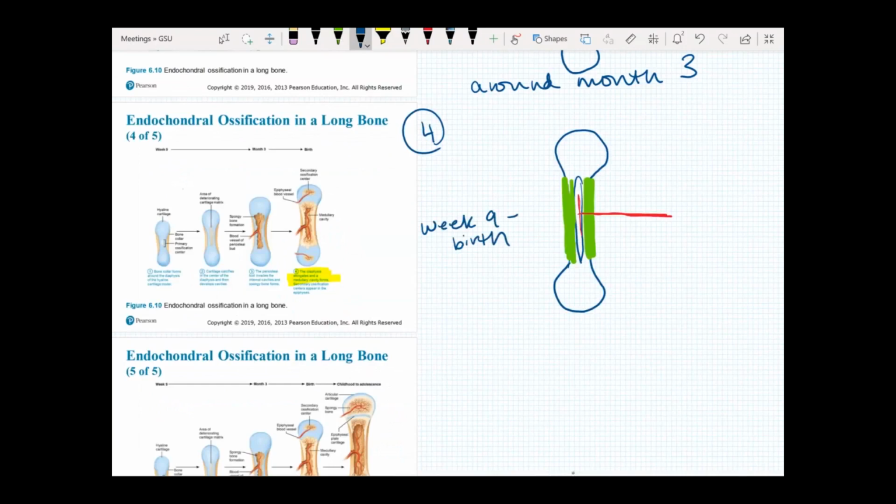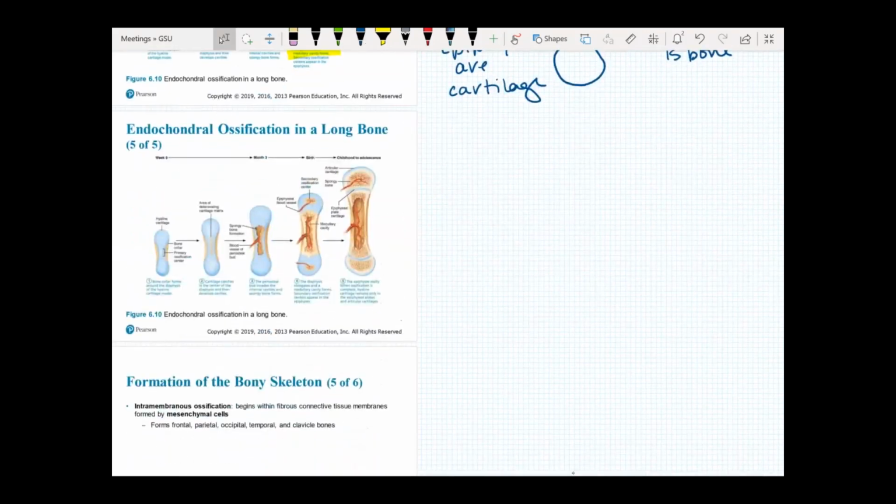So when you're actually at birth, your epiphyses are still considered cartilage. So they are still going to be made up of a totally different type of tissue that needs to be replaced by bone. So at week 9, your epiphyses are cartilage, but your diaphysis, so the center, is going to be bone. So this is kind of what you'll get at week 9 all the way up through birth. And then after you have birth, you'll go through the final step, which is going to be step 5. And this is when your epiphyses will actually ossify. And ossify means they're going to be replaced by bone.